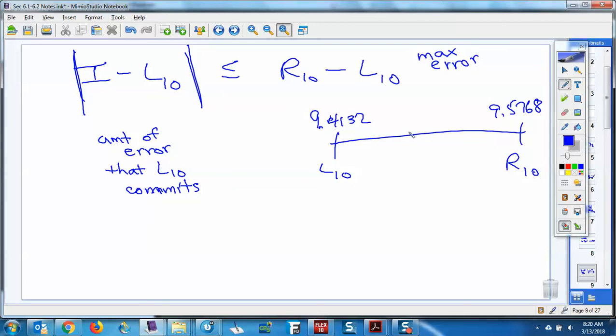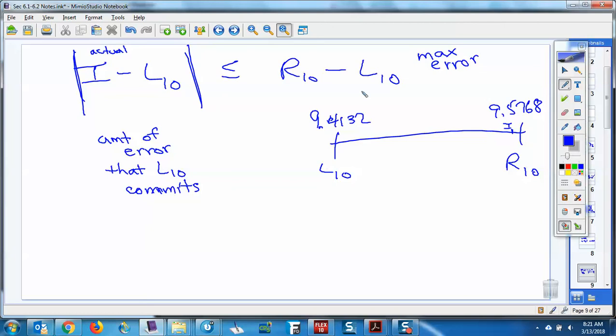Okay, since I has to be in here somewhere, because we know if L is under, R is over, we know I has to be in here somewhere. The worst case scenario is if I, the actual area, was way over here, how far off, what's the most that L10 could be off? Well, it'd be the distance from here to here. Does that make sense? And maybe I is right up against there. So the farthest I could be off from L10 is the difference between R10 and L10. So that would be just kind of your explanation. Maybe a little picture, maybe some words.